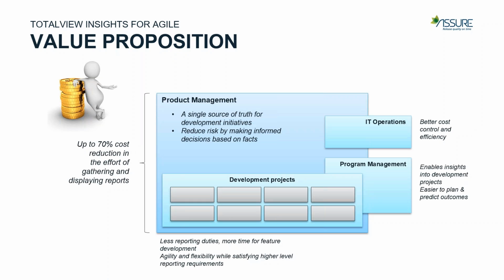We suggest that we could reduce up to 70% of the cost and effort of gathering and displaying reports. In product management, you would have a single source of truth for development initiatives, and you can reduce risk by making informed decisions based on facts rather than hearsay or information that is a little out of date. For IT operations, we offer better cost control and efficiency through transparency and planning capabilities.